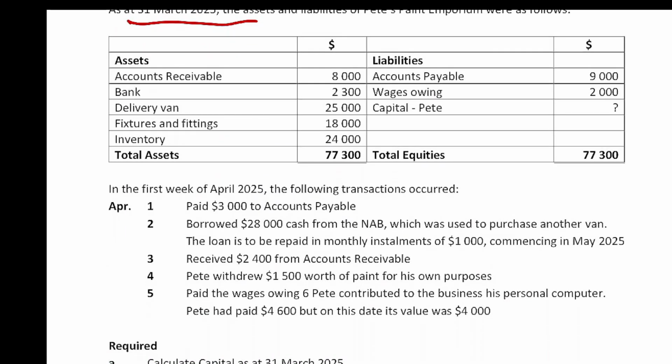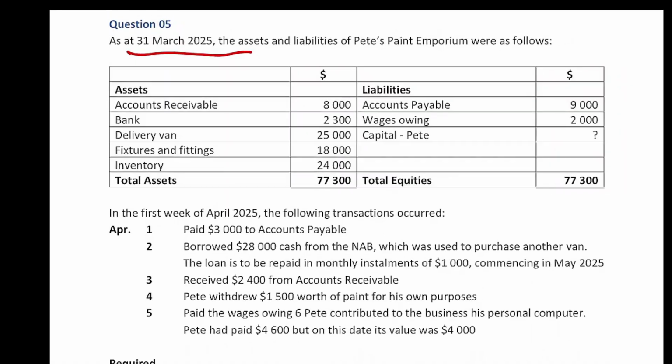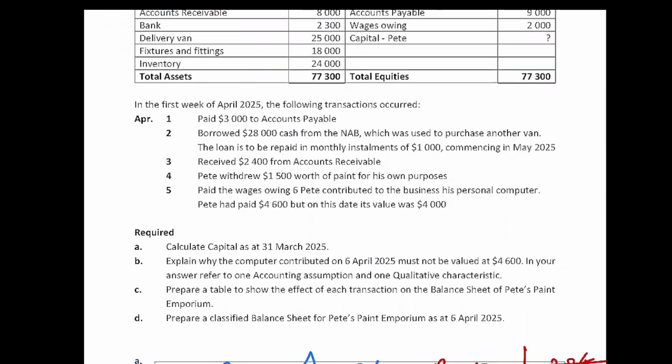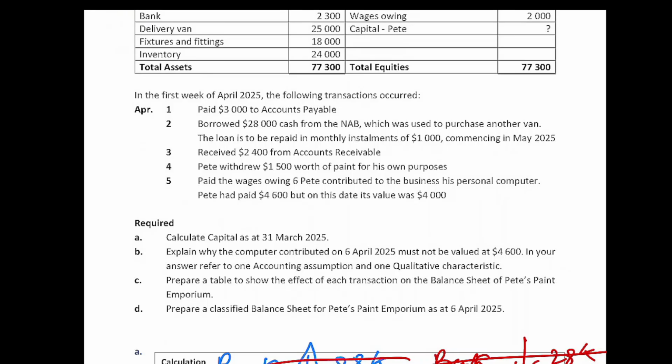Now, before I do this one, I have to bring your attention to another thing. Part D: prepare the balance sheet as at 6th April. Now, this question is a VCE question. These questions come to VCE. Do you trust me? If you don't, I'll show you the paper. That's what I'm giving you guys. You have to be serious. You are doing VCE questions.